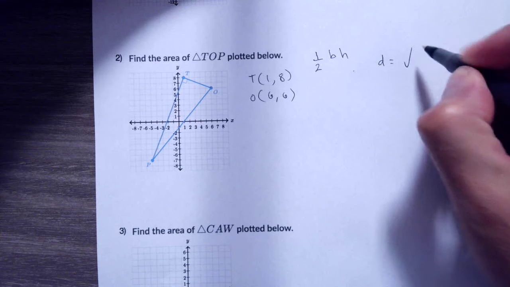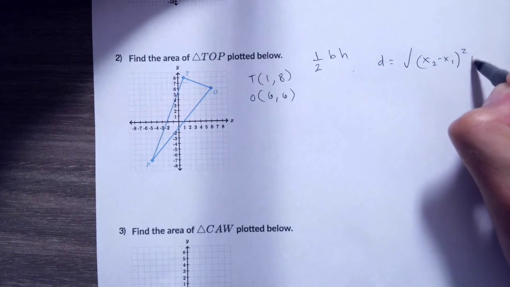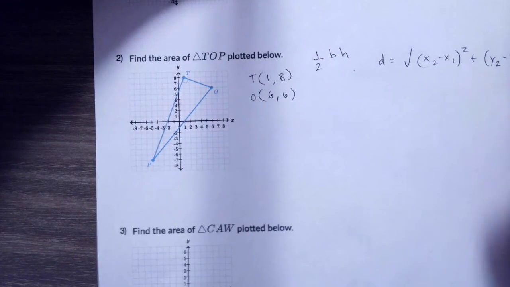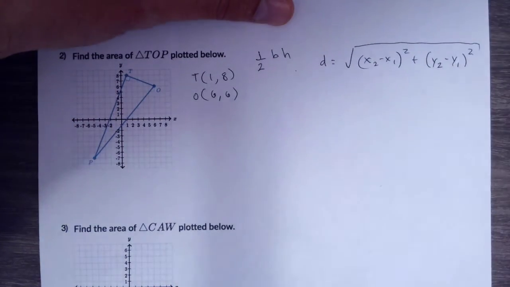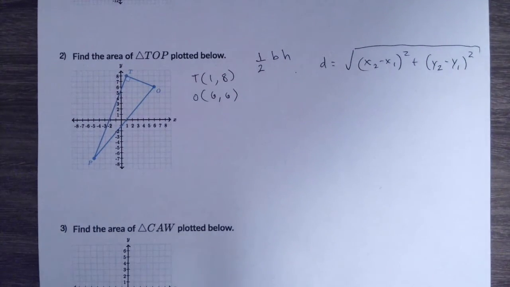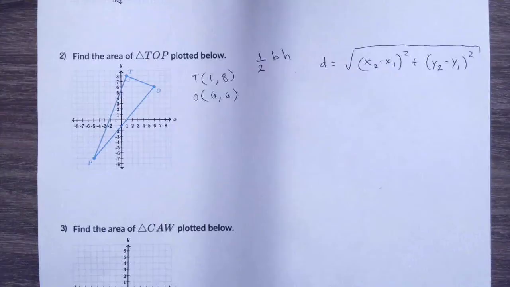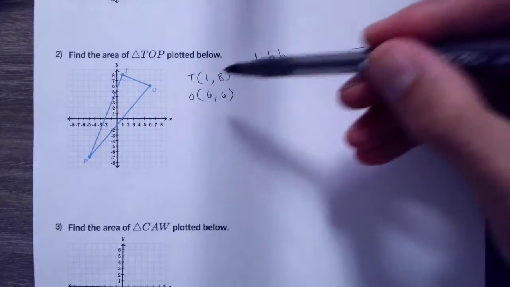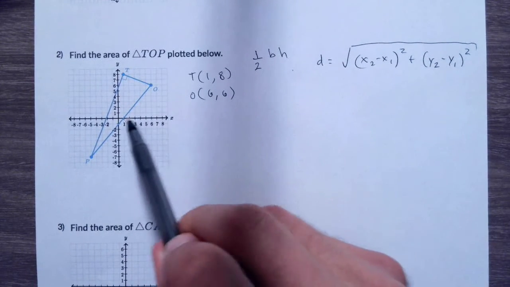D equals square root of (x2 minus x1) squared plus (y2 minus y1) squared, and then square rooting all of that. So my cat is getting in the way. Go on. Okay, so I've already written down the ordered pair for T, (1, 8), and O.